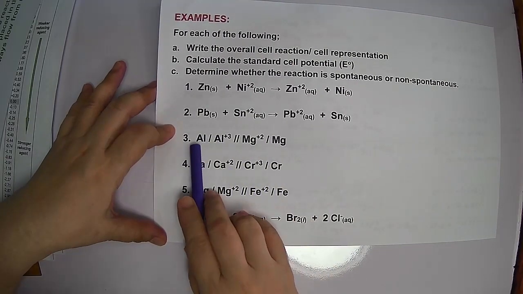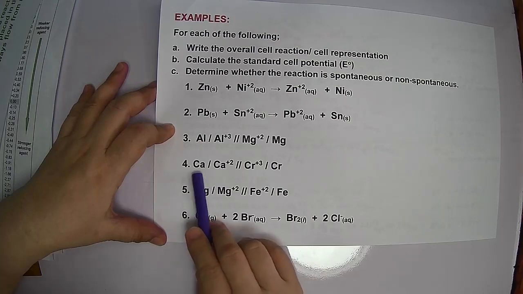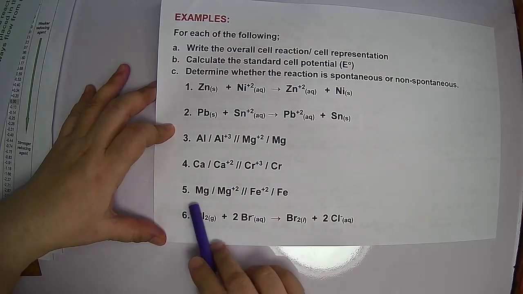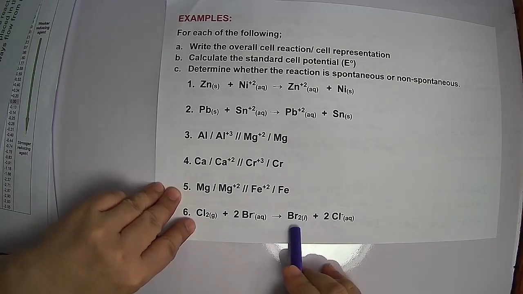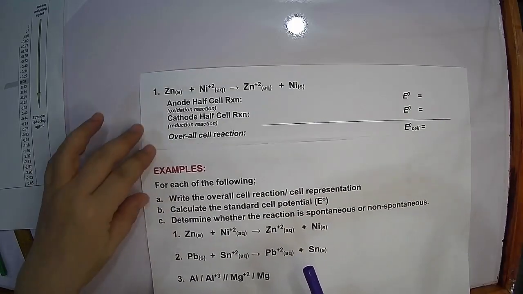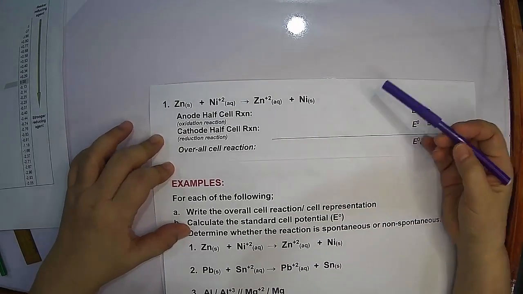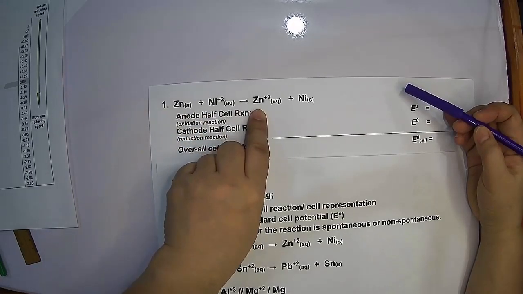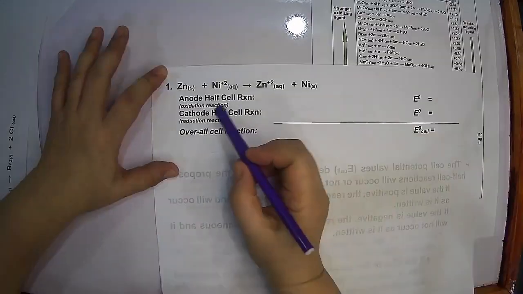Remember, in the cell notation, the first that is mentioned is the anode followed by the cathode. The anode is separated by the salt bridge from the cathode. So we have calcium and chromium, magnesium and iron, then we have chlorine and bromine gas here. Let us start with number 1. We're asked to determine whether the cell that is composed of zinc and nickel ion, giving the product zinc ion and nickel, is spontaneous given the overall cell reaction.